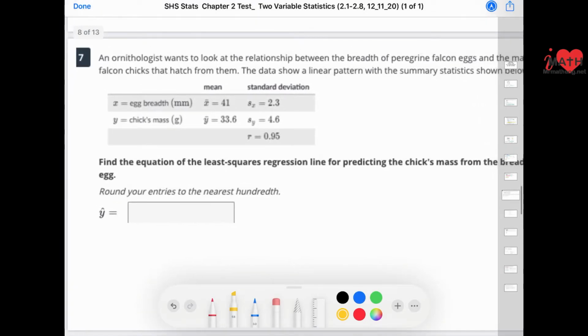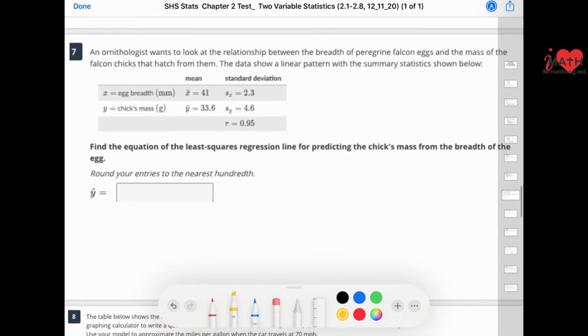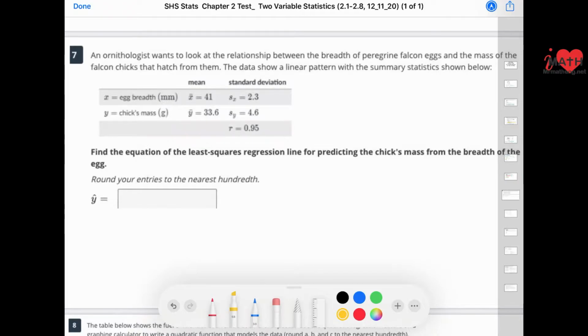Okay, question number 7. I don't even know what that is. An ornithologist wants to look at the relationship between the breadth of a peregrine falcon egg and the mass of the falcon chicks that hatch from them. The data show a linear pattern with the summary statistics below. Linear pattern, so that is a least squares regression line, and then summary statistics.